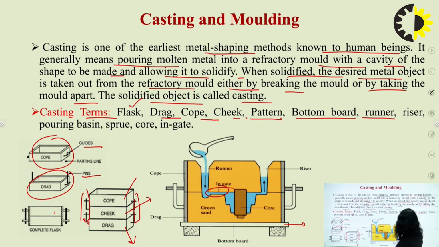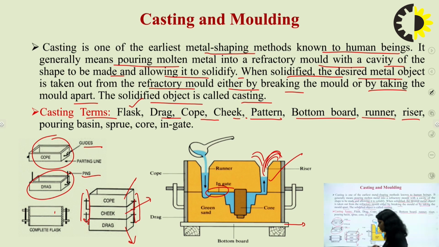Then we have the riser. The riser is this vertical one. It is used basically to compensate for the shrinkage and to ensure that the cavity is completely filled. Because if it overflows, then the molten material will come out from here. So we can see that the cavity is completely filled.